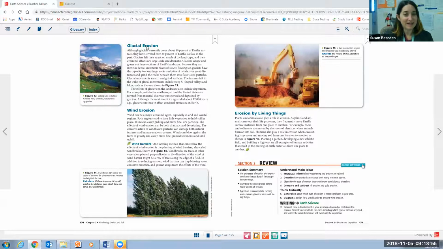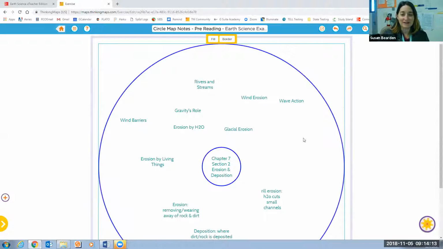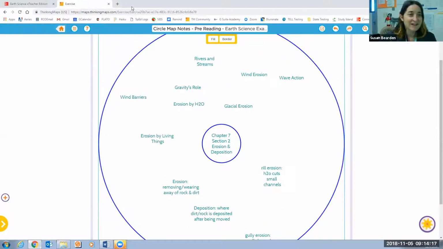I'm going to start with my headings. So I've got glacial erosion, wind barriers, and erosion by living things. Did I get all of that in my headings? In my map, glacial erosion, wind barriers, and erosion by living things. Yes, I have all my headings on this map. Awesome. Okay, so this map is starting to fill up, right? All right. Okay, so I got my headings.